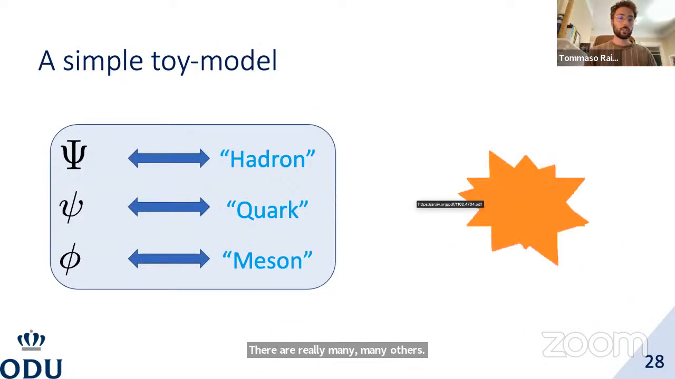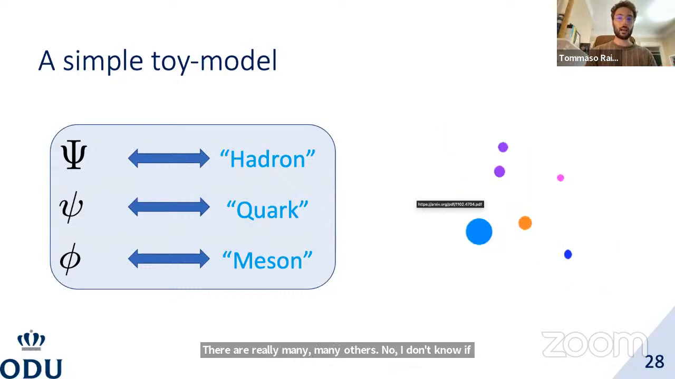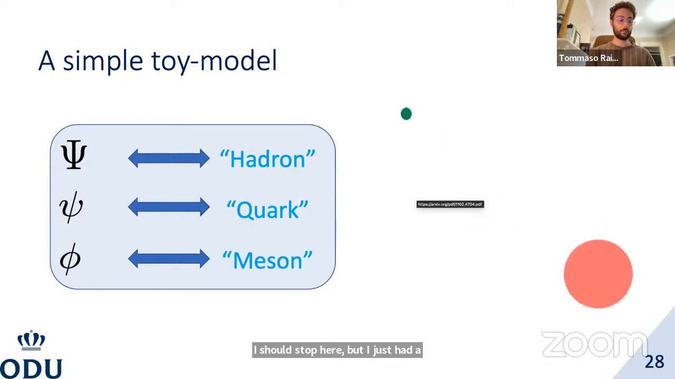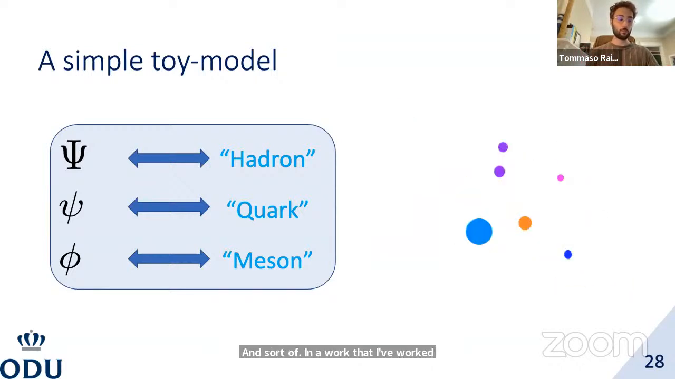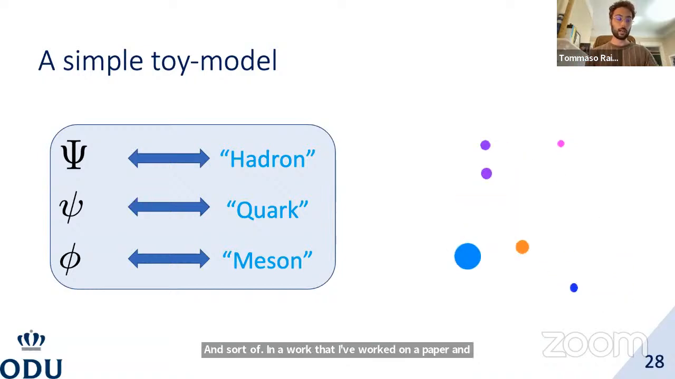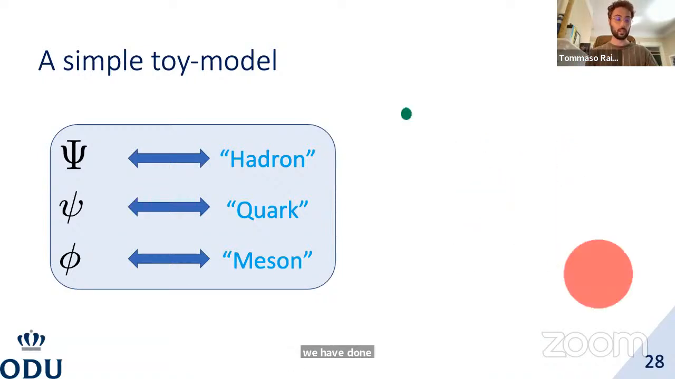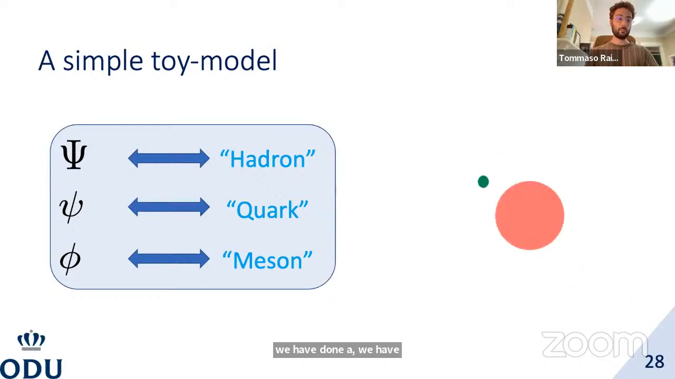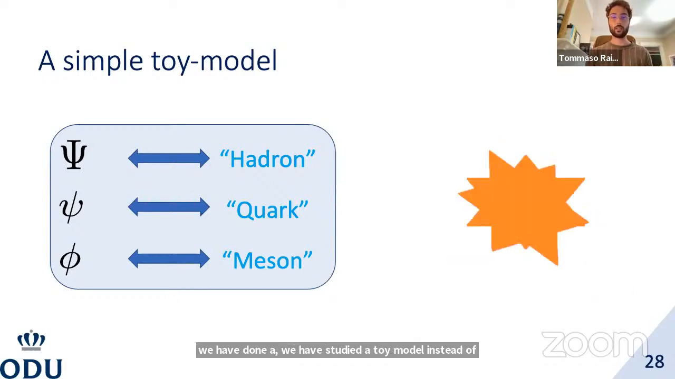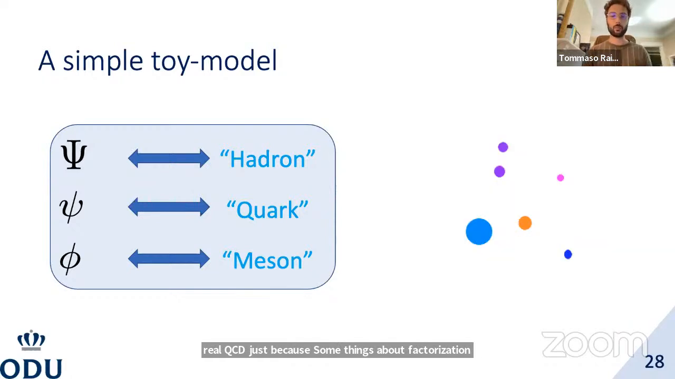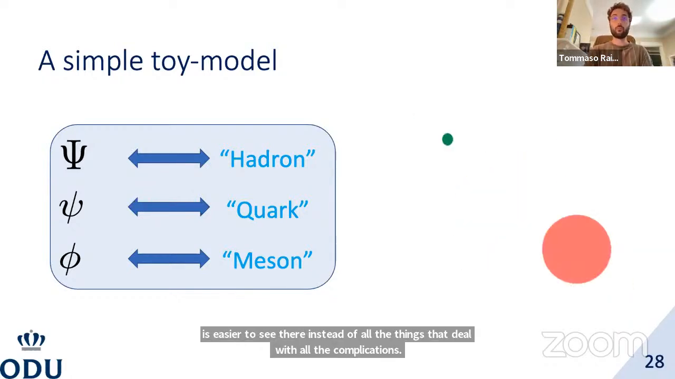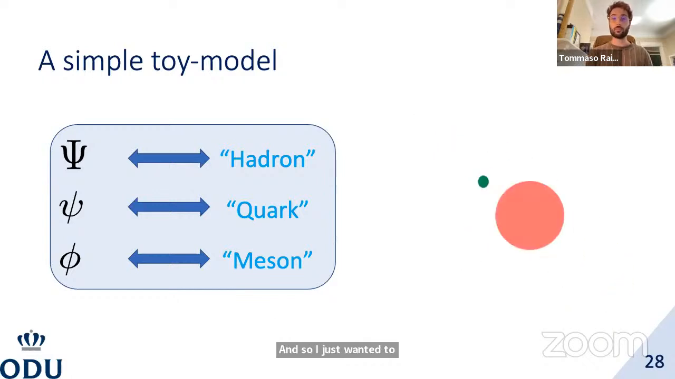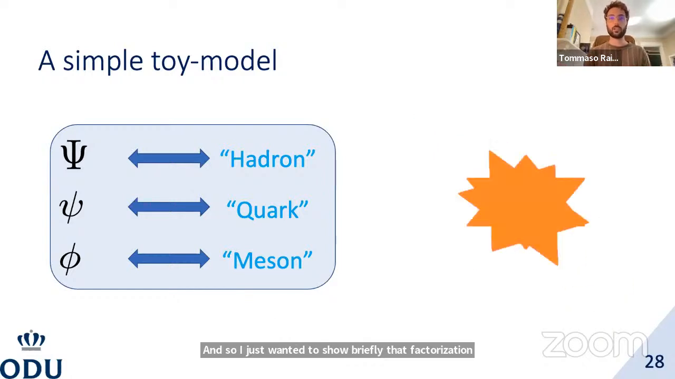Now, I don't know if I should stop here, but I just had a very brief note on a paper that I've worked on, where we have studied a toy model instead of real QCD, just because some things about factorization are easier to see there instead of dealing with all the complications. I just wanted to show briefly that factorization does work, and also one extraction of the PDF.